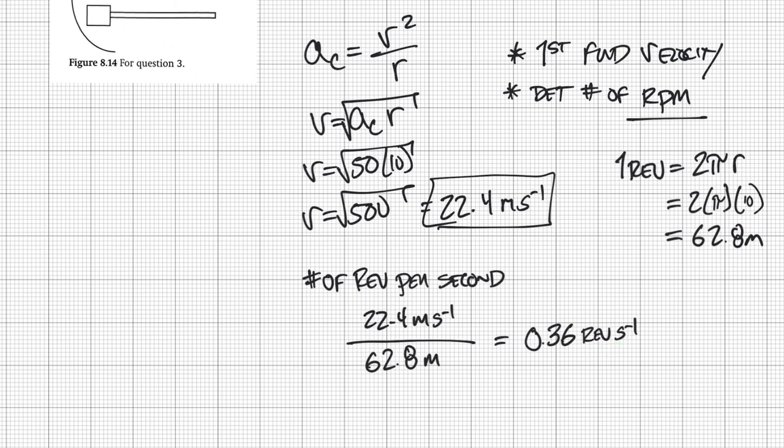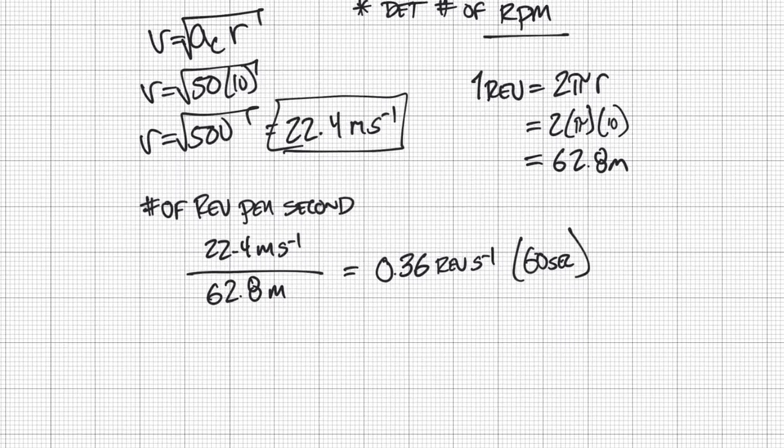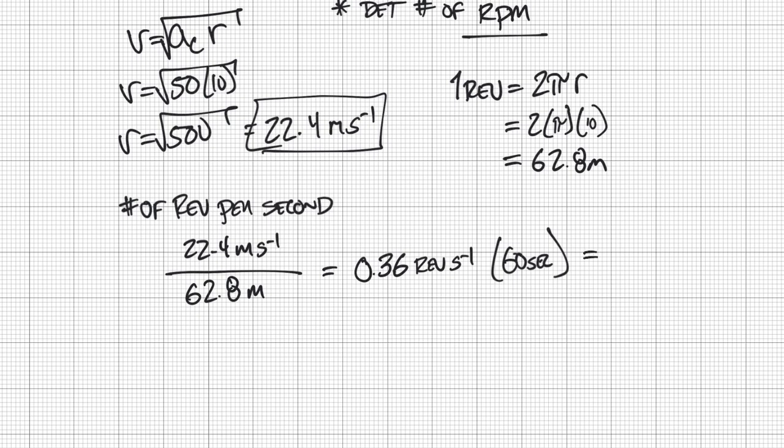And then I can simply multiply that by 60 seconds, because we know that there's 60 seconds per minute. And that's going to give me 21.4 revolutions per minute. Or we'll just do RPMs. Or really this would be revolutions minutes to the negative 1. That's how IB would write it. But yeah, just 21.4 RPMs.